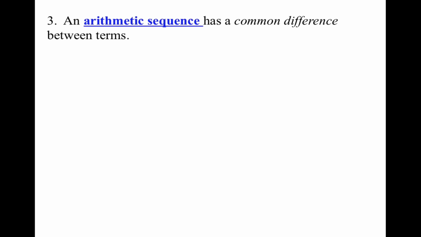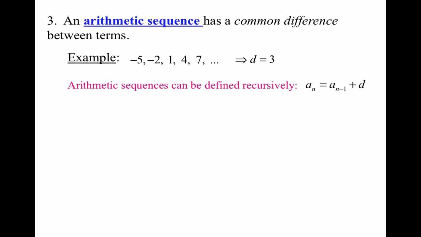The next type is what we call an arithmetic sequence, and this has a common difference between terms. For example, if we have the sequence -5, -2, 1, 4, 7, and so on, we find that between each term there's a difference of 3. That's the common difference.